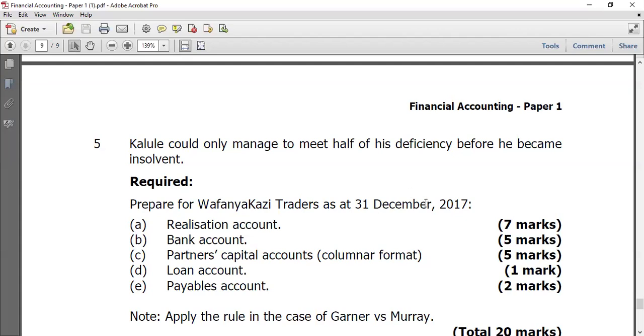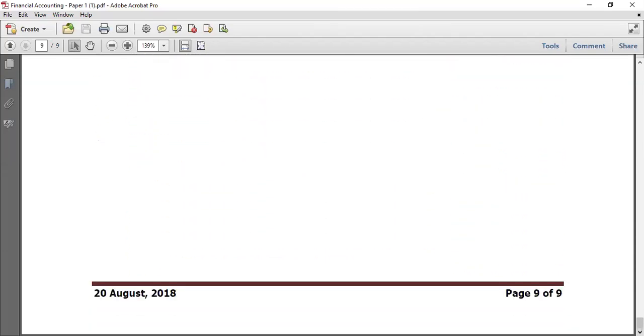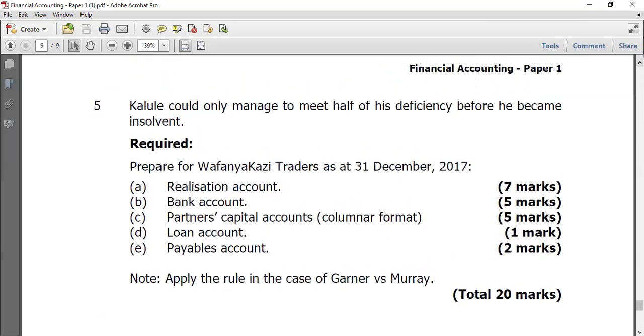There's actually, guys, this is what is even here. I don't know why I didn't see this question. This question is from 2018, actually August 2018. The examiner also shared this. So after this question, guys, I encourage you to go and try out this question. It also has a realization account.